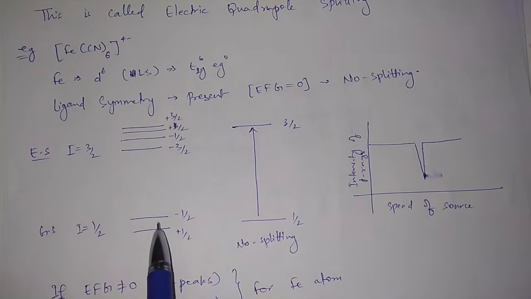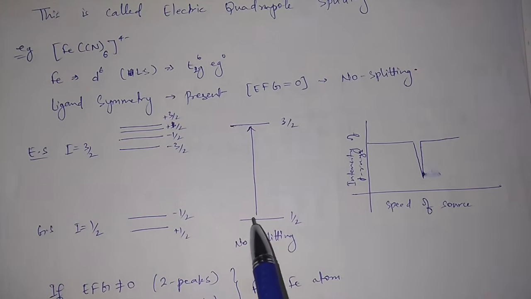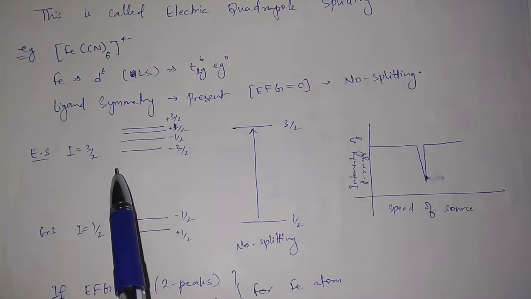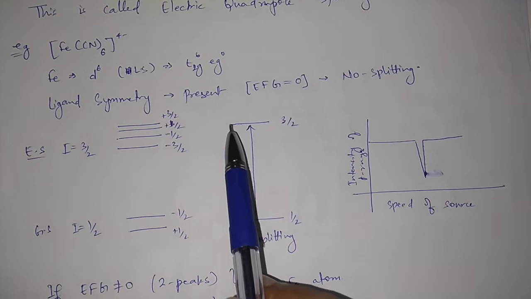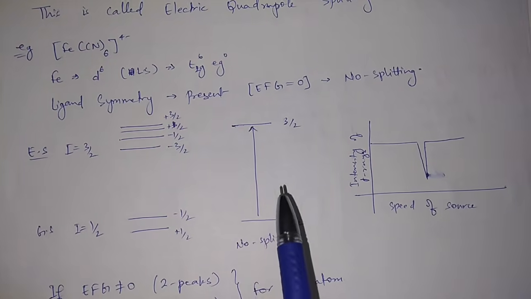So in the ground state, where I was showing you two lines, here you will have just one line, and over here also for the excited state, it will not split, it will be just a single line. So how many peaks are you going to get, how many transitions are you going to get?